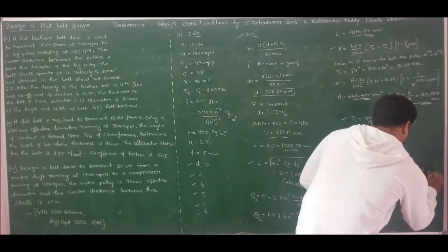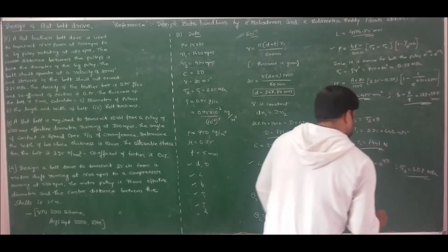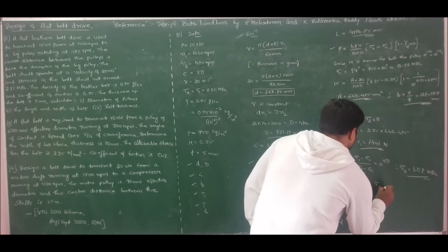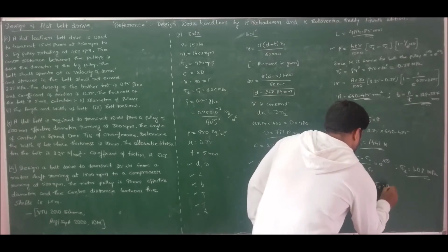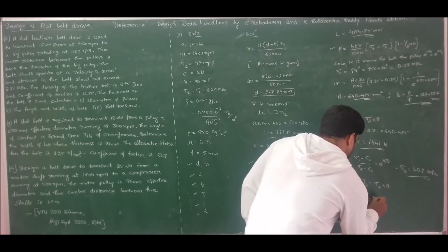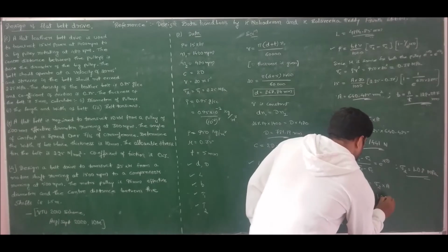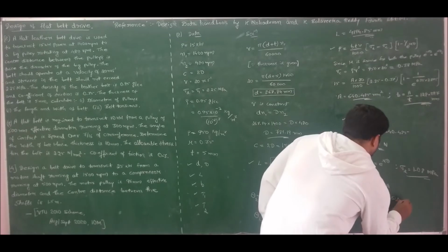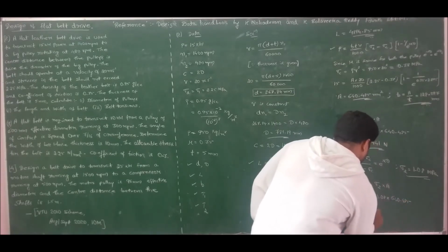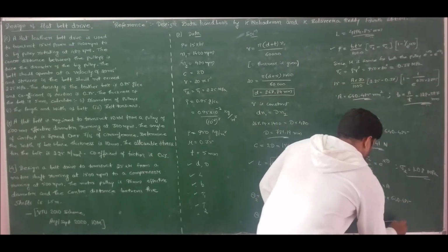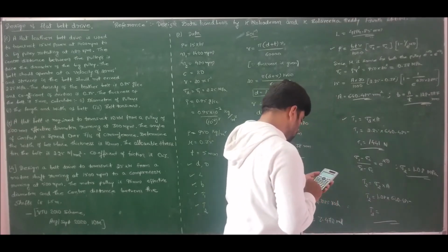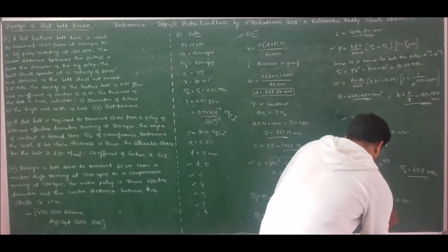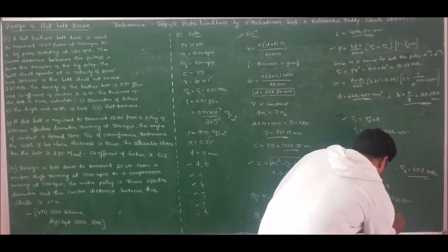So if I solve, I will get the value of sigma 2 as 1.08 megapascals. Therefore, tension in slack side is sigma 2 into area. Sigma 2 is 1.08 and area is specified as 640.485. So therefore, tension in slack side is 691 newtons.